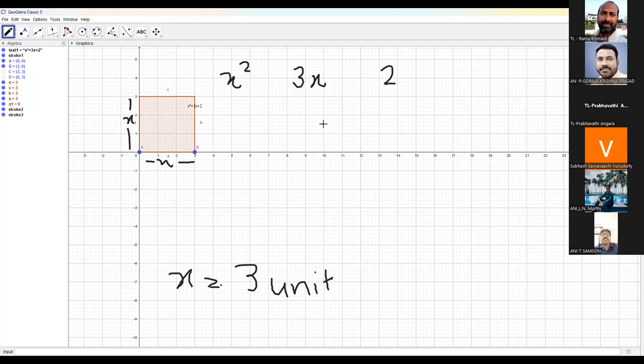Okay, so now I have to take 3x. For 3x, we need 3 rectangles. So we can take some rectangles in horizontal form and some in vertical form. The same procedure will be followed for this. We make a rigid polygon again. For this, I'm taking one of the units as x. This is what I have taken.